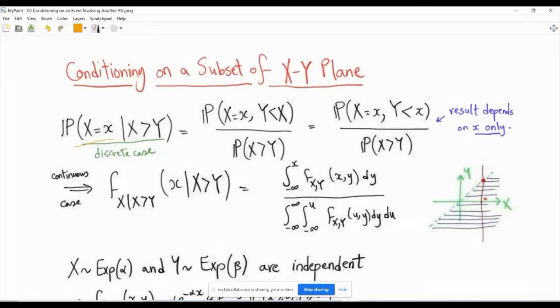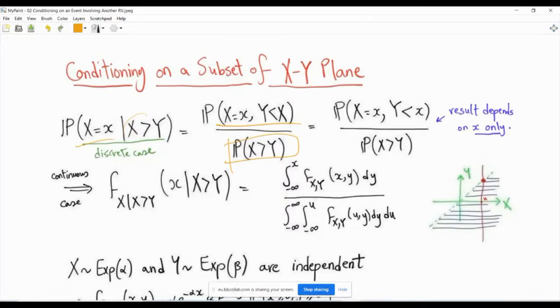Write down the definition and use it. What is the definition of the conditional probability of an event given another event? It is the probability of the intersection divided by the probability of the event you are conditioning on. So in the denominator we have the probability that big X is greater than Y. In the numerator we have the joint event, that big X is equal to small x and random variable big Y is less than random variable big X.